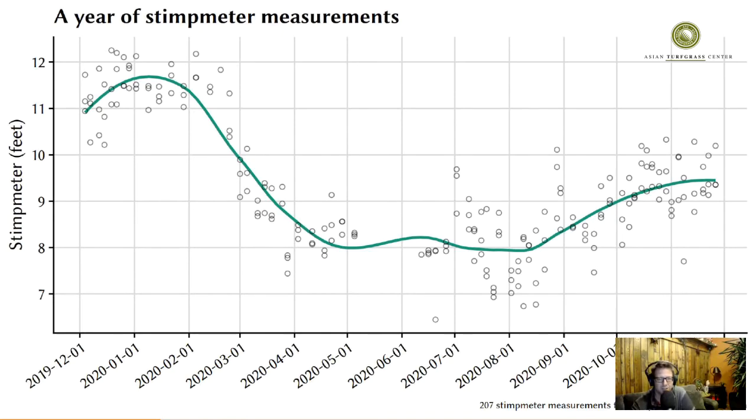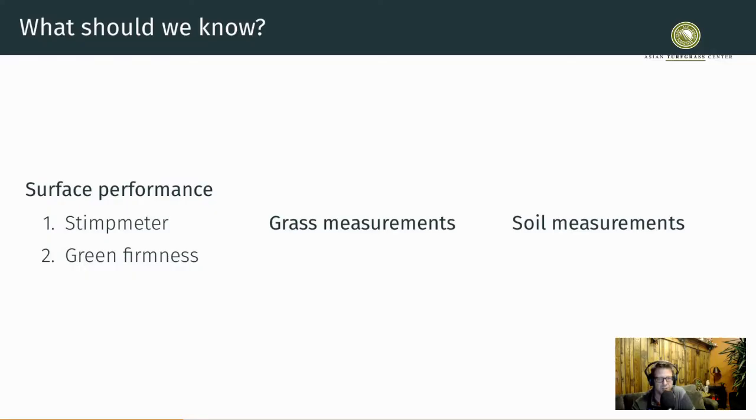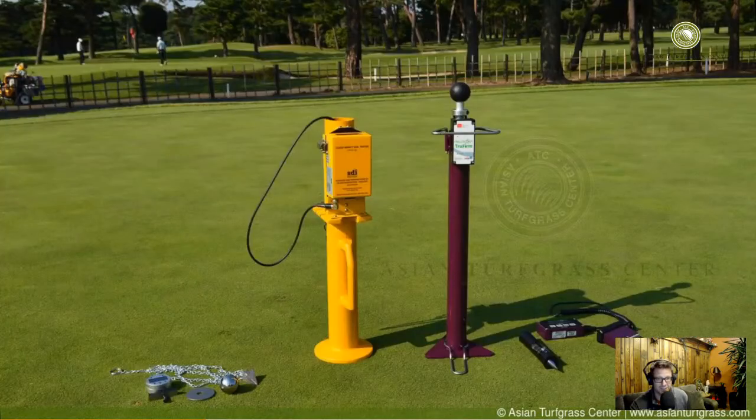I used to think that it was sufficient to only measure the stimpmeter, because I thought that firmness was pretty easy to assess, and I still do. But people ask about it, so I'm going to have some comments about greens. And I realize that it probably is a good idea just to note whether it is at an acceptable level or not. There are various tools that one can use to measure firmness.